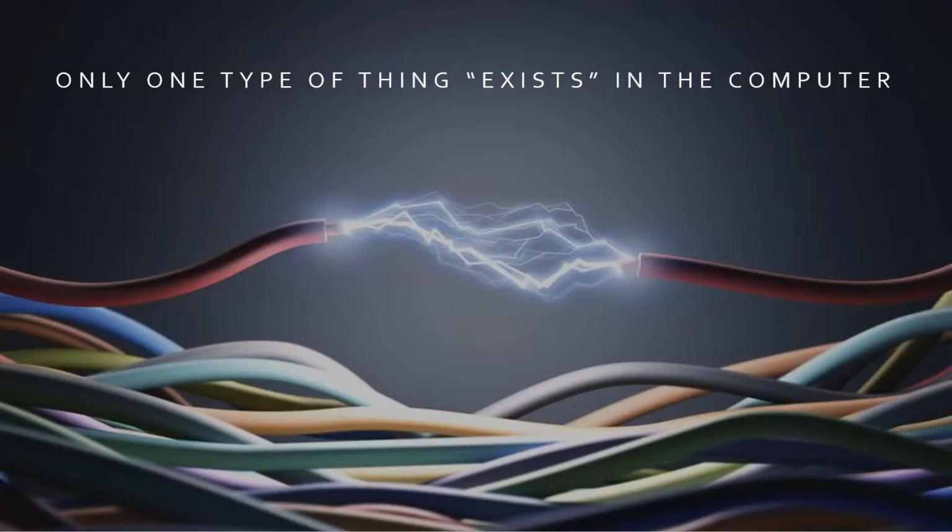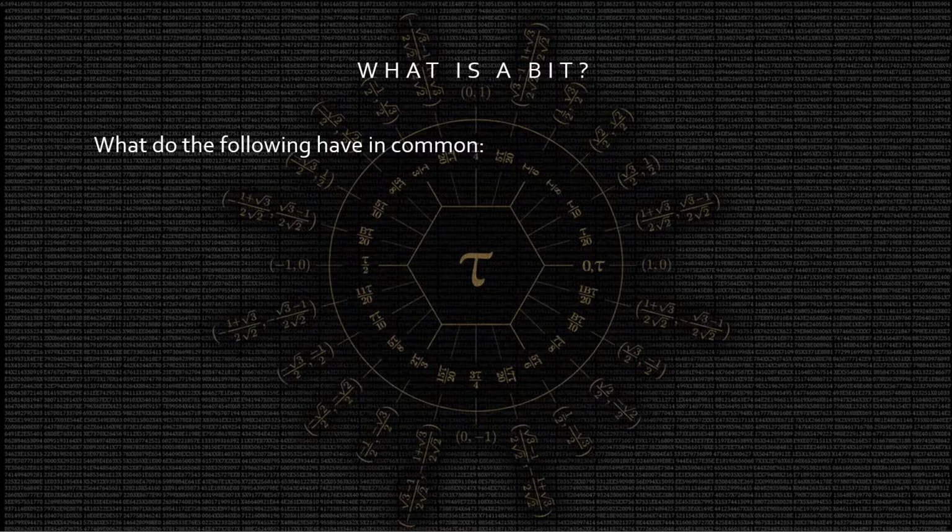However, inside these wires lies the only thing that really exists in a computer. It is the only thing that makes a computer useful, and there are a huge number of these things. And this thing is called a bit. But what is a bit? Well, why don't we take a look at the following statements here.